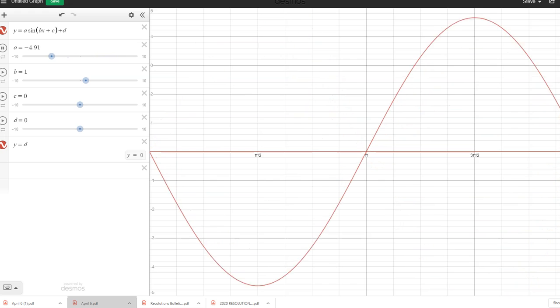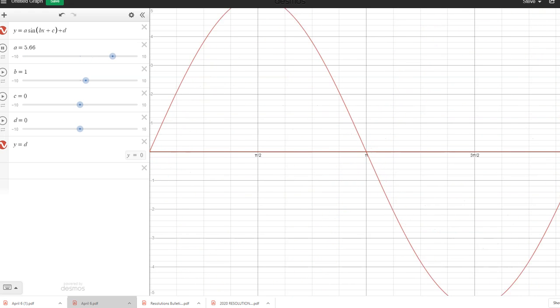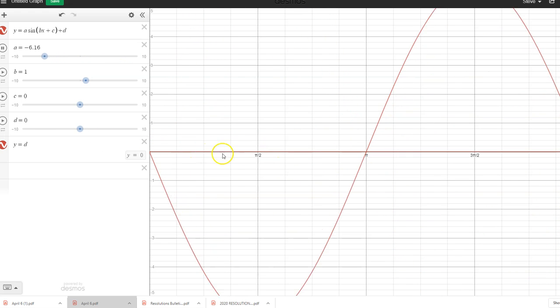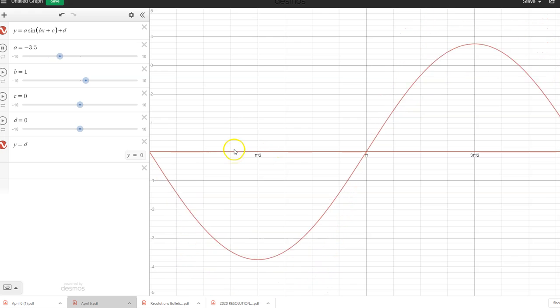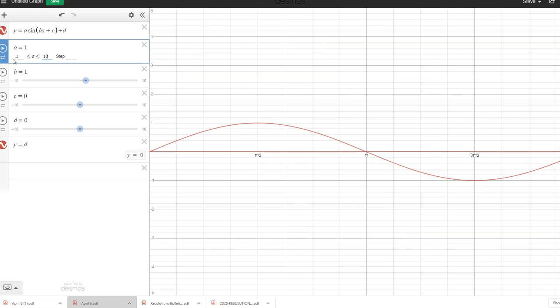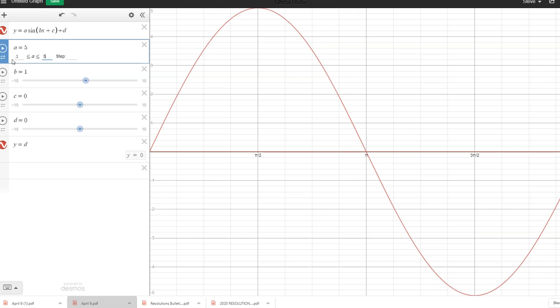And what we can see is that A makes the graph larger and smaller. And if A goes negative, the graph actually gets reflected in this axis. Generally speaking, we'll only deal with positive values of A. So I'm going to change that. Let's say we go between 0.1 and 10. Let's go to 5. So that's what we've got for a scale. And we'll do that by 0.1s for a step.